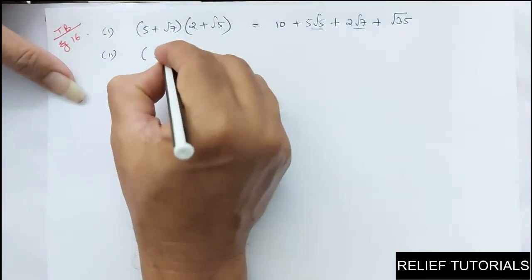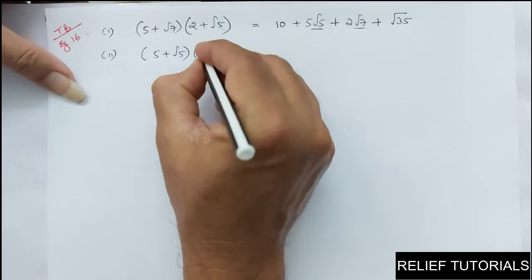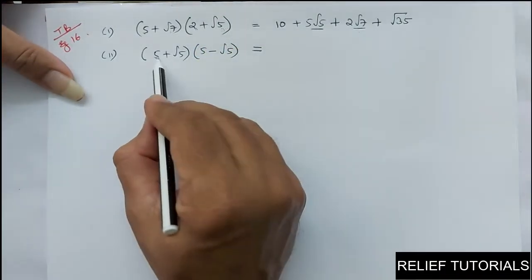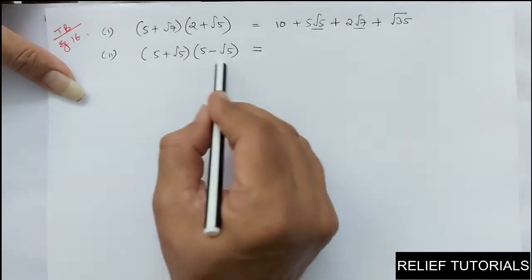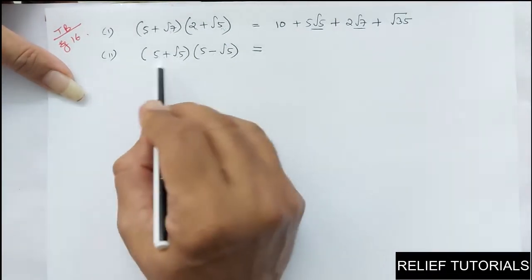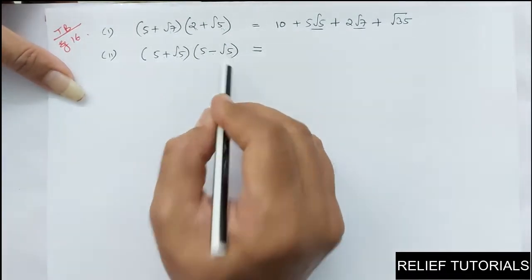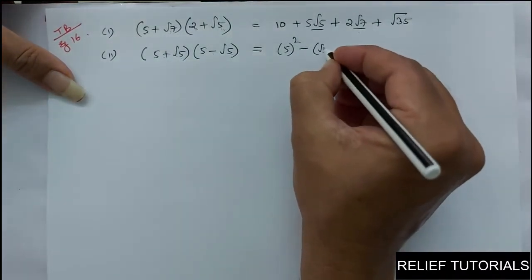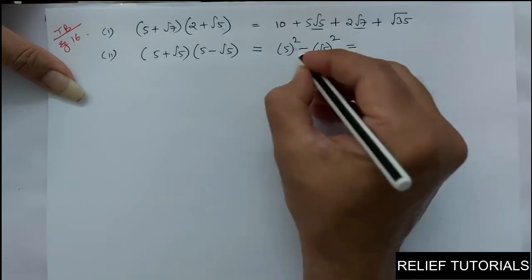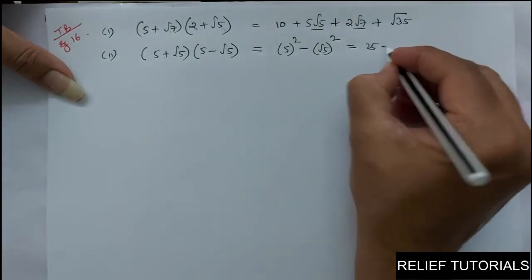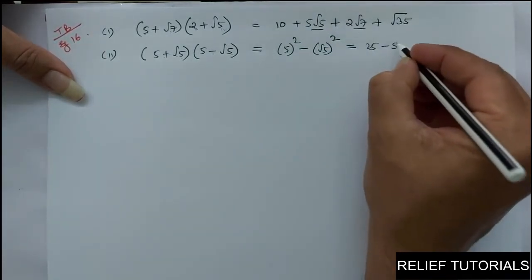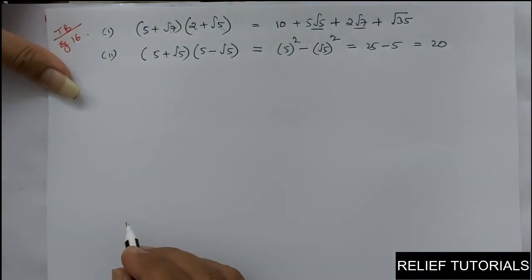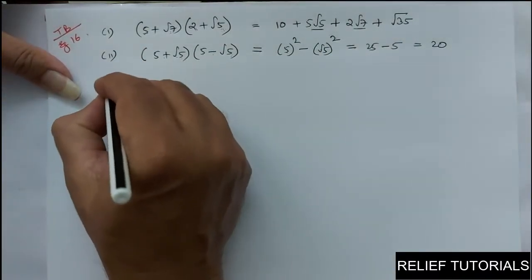Now the second one. We have 5 plus root 5 and 5 minus root 5. See here, both terms are the same, A and B. Here plus, here minus. So A plus B, A minus B gives A square minus B square. So 5 square minus root 5 the whole square. 5 square is 25, minus root 5 the whole square is 5. So 25 minus 5, the answer is 20. Clear?